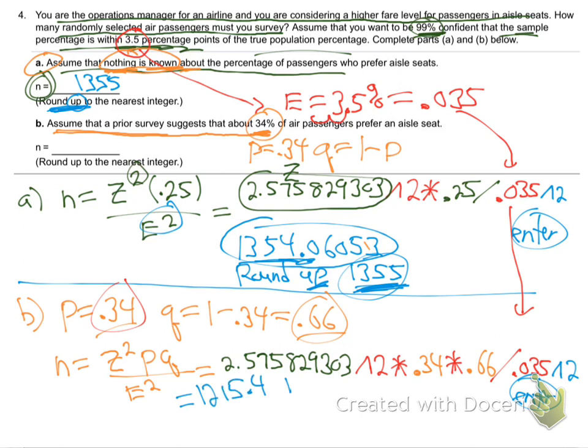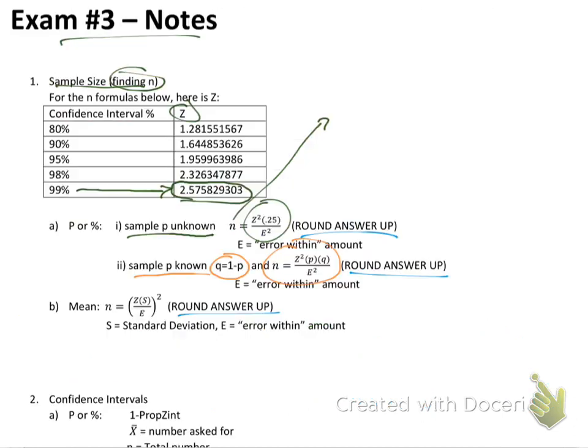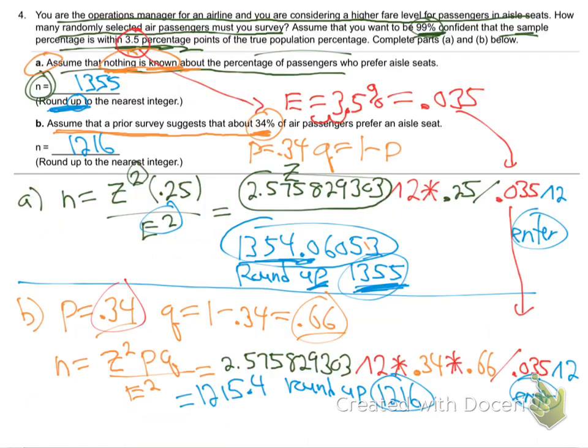It goes on and on, but we're supposed to round up. Remember, always up. Talking to more people is always better. More accurate data, 1216. That's the answer. Okay, so use these formulas from your exam 3 notes to do those problems.